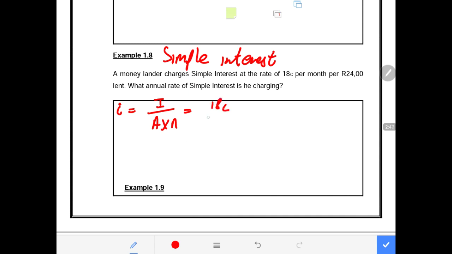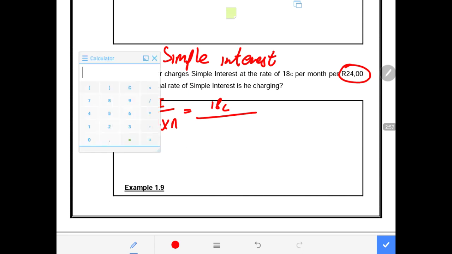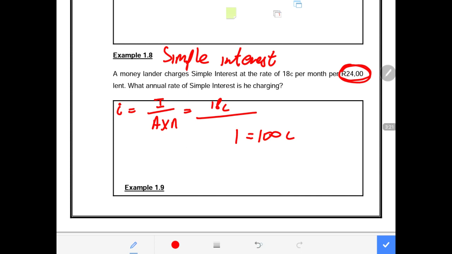Now, if this is 18 cents, then we need to say how many cents do we have in 24 rands. Remember, 1 rand is equal to 100 cents. 1 rand equals 100 cents. So now we need to say if we have 24 rands, then it has to be 2400 cents. To be honest, 2400 cents.